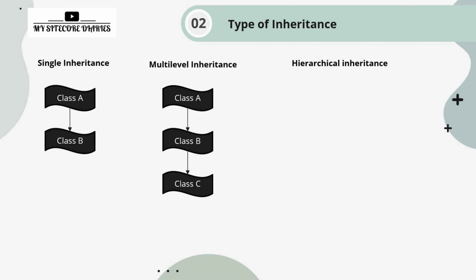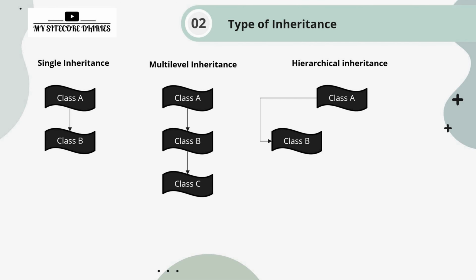Then hierarchical inheritance: you have one class, class A, which is getting inherited in class B, and the same class is getting inherited into class C. So class A is your parent class, also called the base class, and that parent class is inherited into the two children, B and C. So this is hierarchical inheritance. These are the three types of inheritance supported by C# by default.